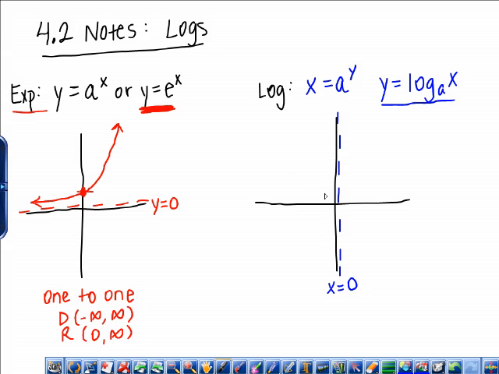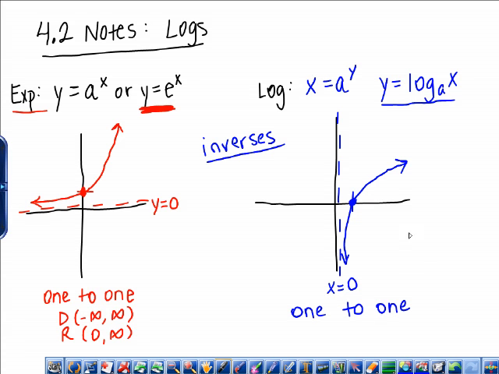Okay, our point at (0, 1) now becomes (1, 0), and we're going to have a reflection across the line y equals x. Okay, so these two things are inverses. I've said this, but I'm going to keep saying it. That's important to know here. Alright, so this is also one-to-one.